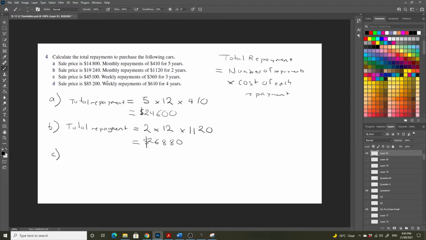Okay, so next one, we have a bit of a different question type. We have a weekly repayment, so we need to convert years into weeks, and to do this we have to realize that 1 year is equal to 52 weeks. Alright, so our total repayment is going to be equal to, well, 3 years, and we're going to times it by 52 to convert it into weeks, and then we're going to times it by our weekly repayment, which is $360.